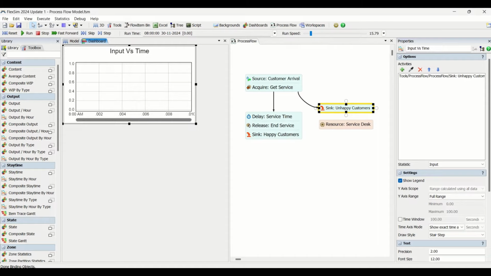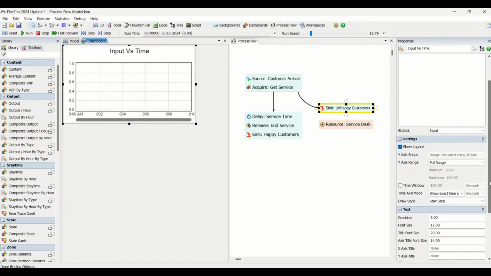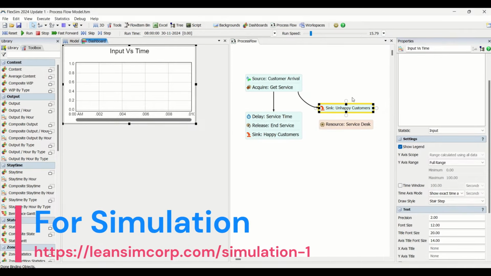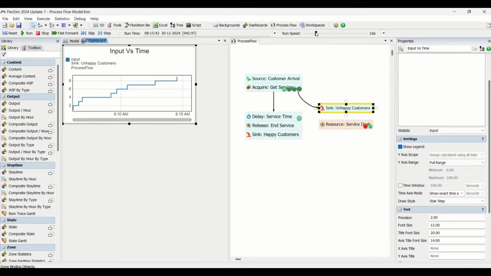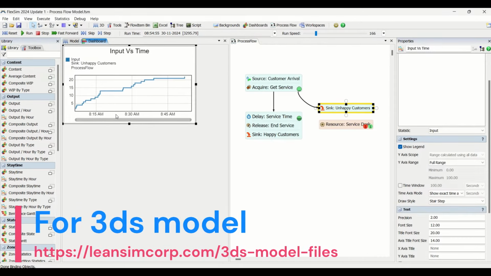Now we are going to understand how many unhappy customers are in our service desk. Basically it is like counting how many tokens from the process flow have entered our sink. That is what is going to happen. So when I reset this and run it, we are going to get our unhappy customers coming in. You are also going to get the time when each unhappy customer was created, and how many total unhappy customers have been created so far, is what the status is going to show.